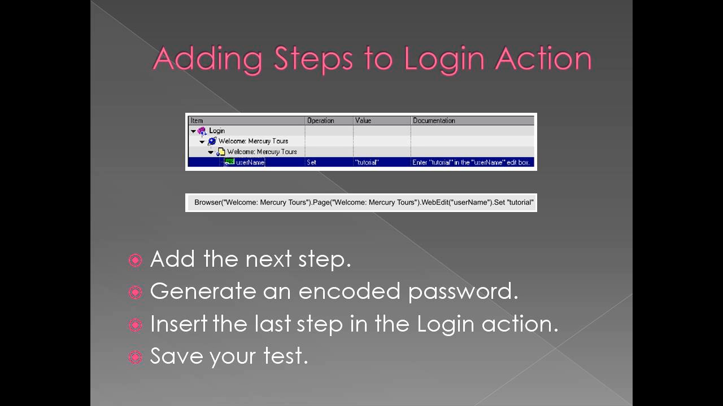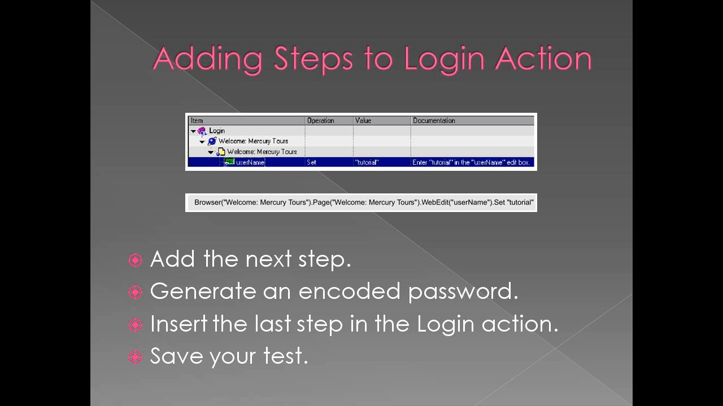B. In the password box, enter tutorial. C. Click Generate. The password encoder encrypts the password and displays it in the encoded string box. D. Click Copy. Paste the encoded value in the value cell for the password step. Inserting a value completes this step. Documentation for this step is displayed in the documentation cell. E. Click Close to close the password encoder.